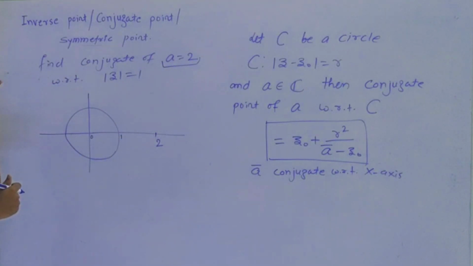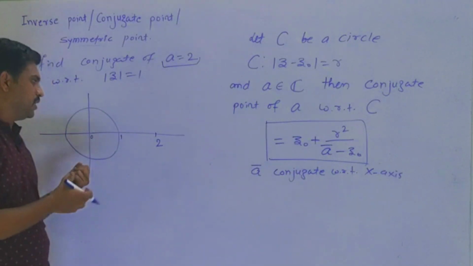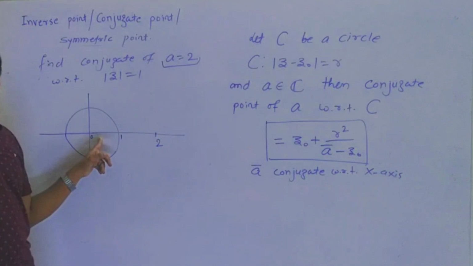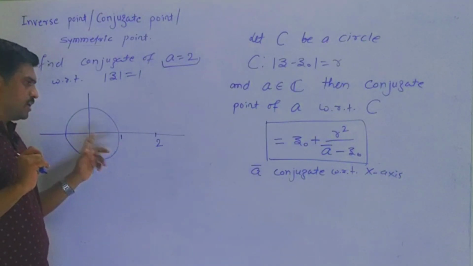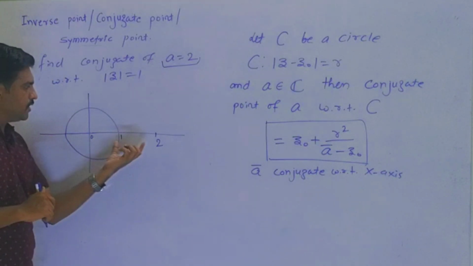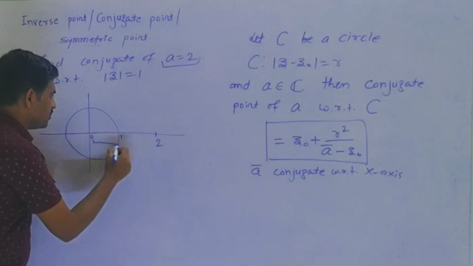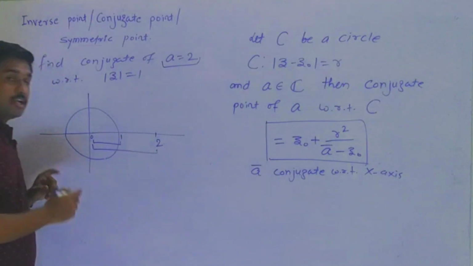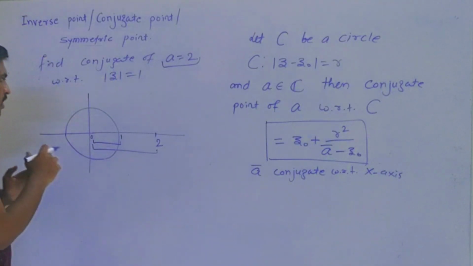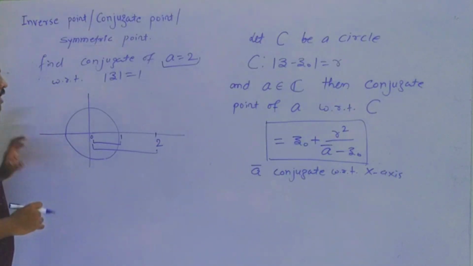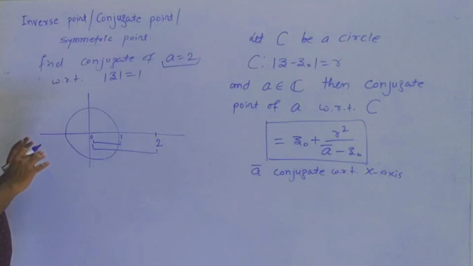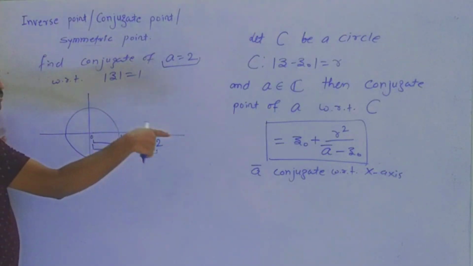Now whatever result we have seen, if the point is outside the circle, its conjugate we must get inside the circle, right? So the first thing is clear. Then this distance into this distance equals r square, that means radius square. The radius is 1, so 1 square is 1. So that condition, or result, should be satisfied if I find the conjugate point by using this formula.